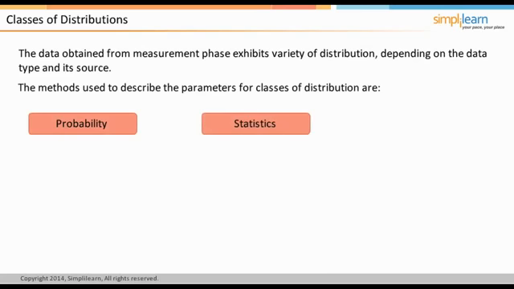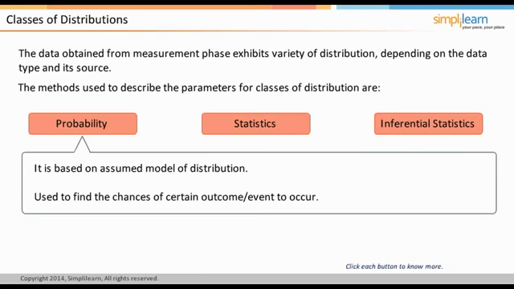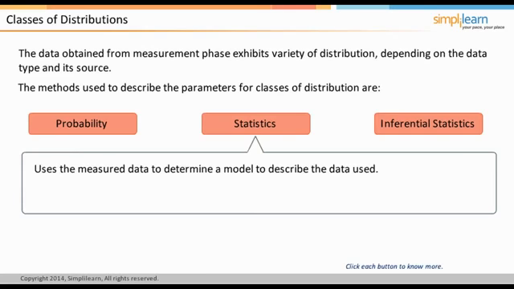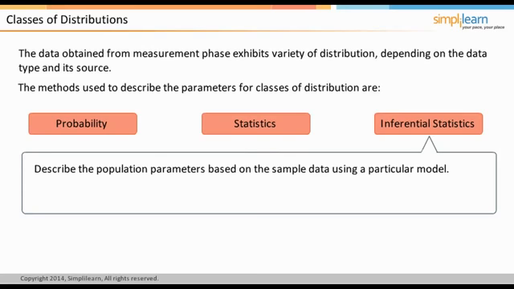Probability, statistics, and inferential statistics are the methods used to describe the parameters for the classes of distributions. Click each method to know more. Probability is based on the assumed model of distribution, and it is used to find the chances of a certain outcome or event to occur. Statistics uses the measured data to determine a model to describe the data used. Inferential statistics describe the population parameters based on the sample data using a particular model.